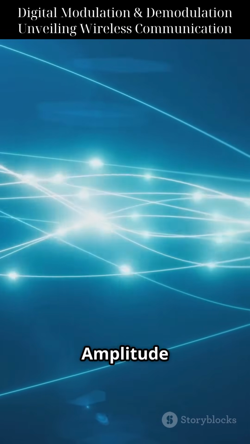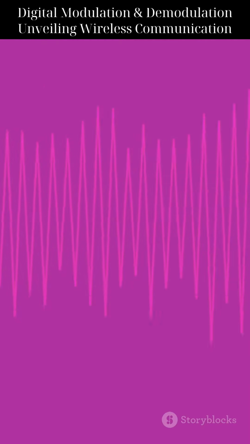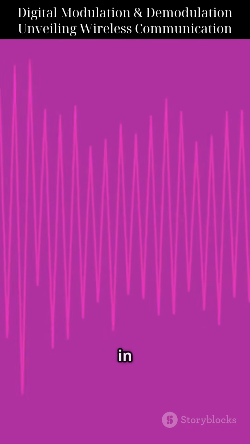There are several types of digital modulation. First up, we have amplitude shift keying, or ASK. ASK encodes data by changing the wave's amplitude. When you see the wave height change, that's ASK in action.